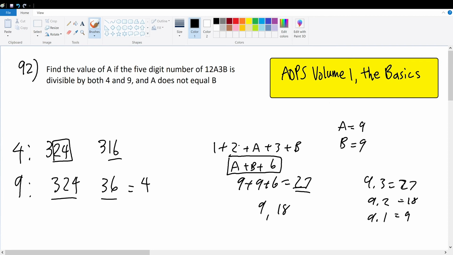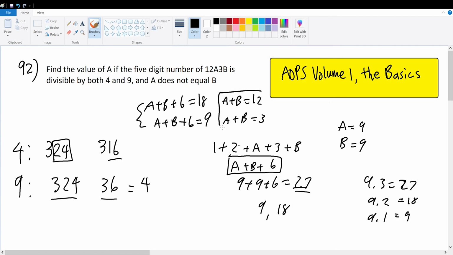So A plus B plus 6 must be equal to 18, or A plus B plus 6, sorry, must be equal to 9. So let's write that down. A plus B plus 6 must be equal to 18. A plus B plus 6 should be equal to 9. These are the only two possible quantities that the sum can be. So A plus B is equal to either 12 or A plus B is equal to 3. So now we have limited it down to this.